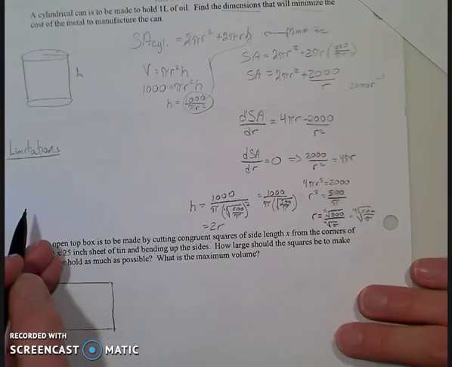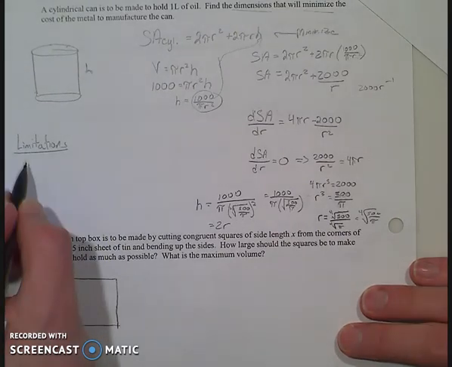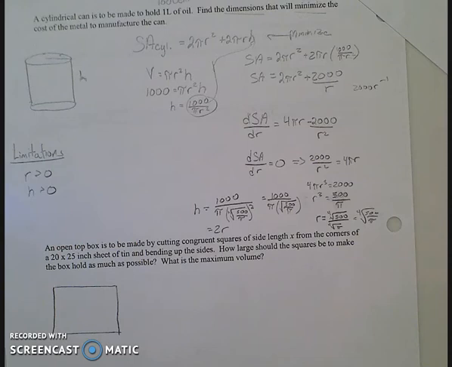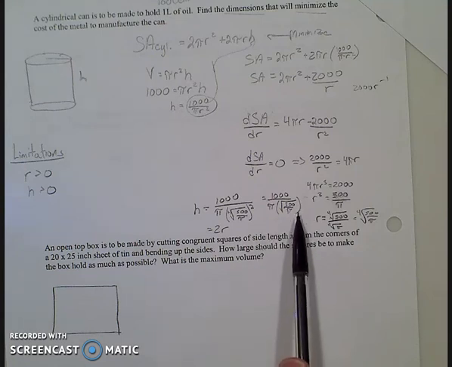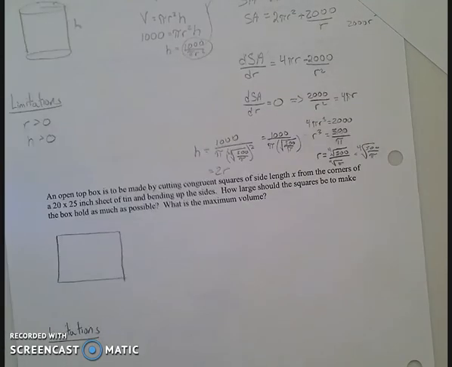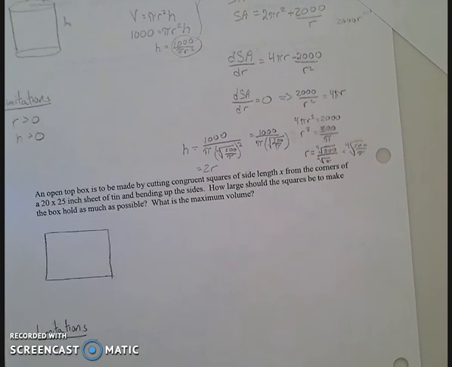I did forget to do the limitations. Just remember that for limitations, r has to be greater than 0 and h has to be greater than 0. So there are the dimensions. The height is always going to be double the radius. I wouldn't have minded if you left it like that. I will show you again how we got that, but that's what you get. So those are the dimensions to minimize the cost of a metal can that can hold 1,000 or 1 liter or 1,000 centimeters cubed.